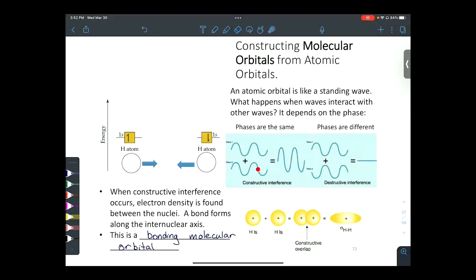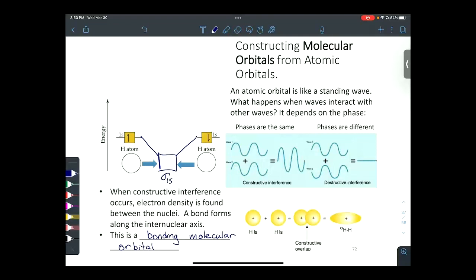Waves can add constructively or destructively. When the phasing is correct and they add constructively, we get a molecular orbital that is more stable than the two atoms alone. We call this a bonding orbital. When two s orbitals come together, what type of interaction is that? Sigma.